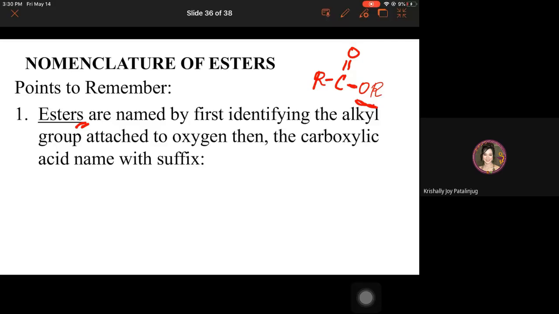So how do we name this? Esters are named by first identifying the alkyl group. You first identify this part, the alkyl group that is attached to the oxygen. You have to identify that first. Say, for example, if it is CH3, that is methyl. If isopropyl, then that's isopropyl. If tert-butyl, and so on. You have to identify that first. And then, the carboxylic acid name.